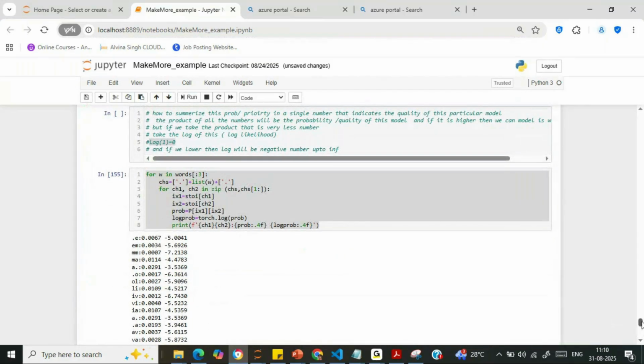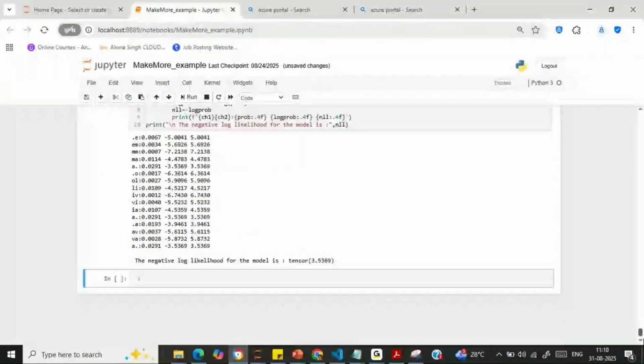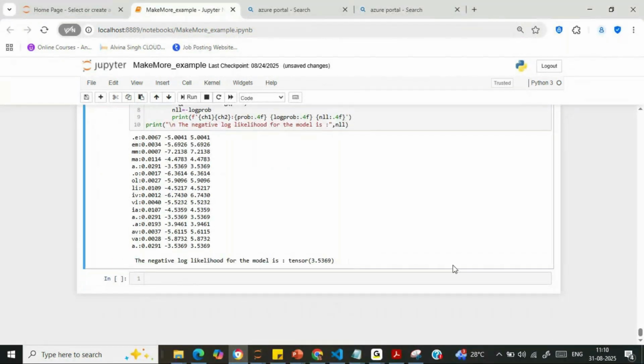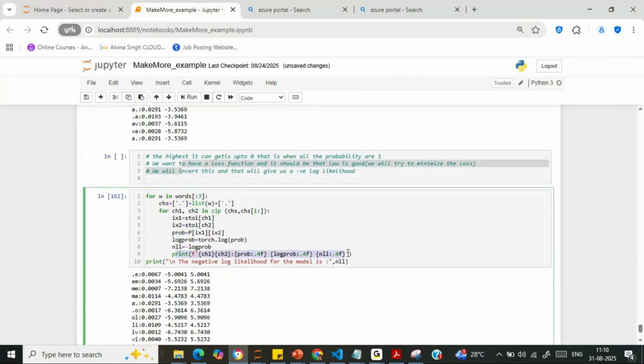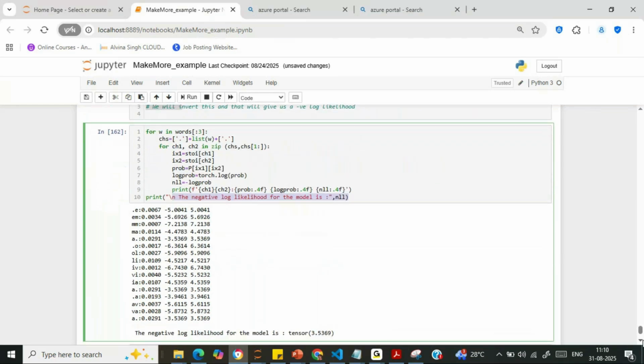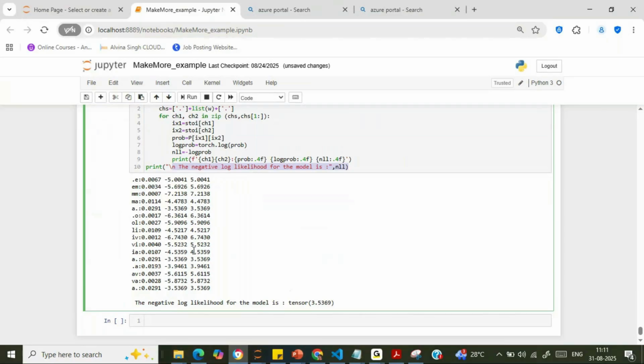Just a minute. The negative log likelihood for this model. So we have calculated it for each and every one, and then finally we are having it, and then we have printed it. Okay, so this is with respect to the complete model. Okay, no. This is not the correct one. 3569, this is not the correct one. Let me check on what has happened.